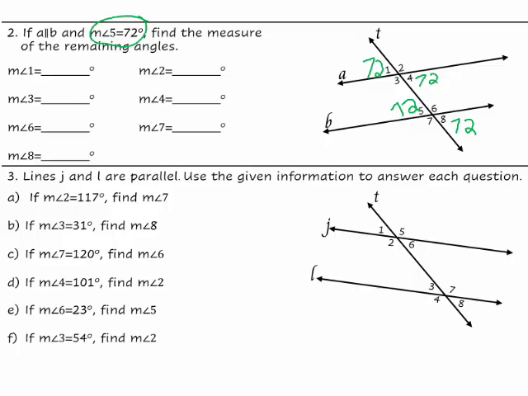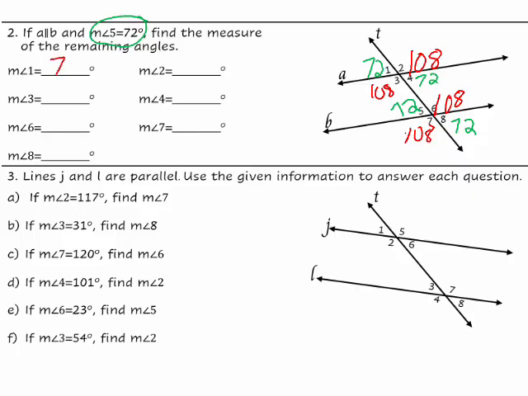Since 1 and 2 are a linear pair, if we subtract 72 from 180, we should get the measure for angle 2. So 180 minus 72 is 108. So all the big angles should be 108. 6 is corresponding to 2, and 6 is vertical from 7. And then 3 and 7 are both corresponding. Okay, so hopefully you see that pattern.